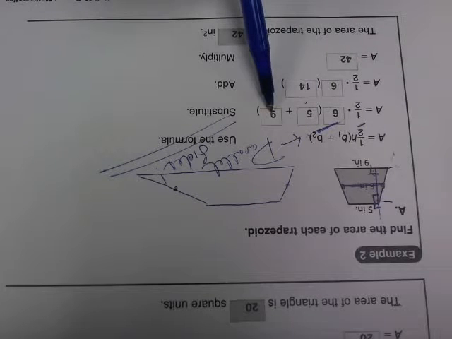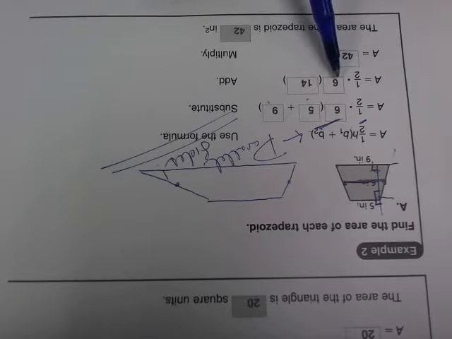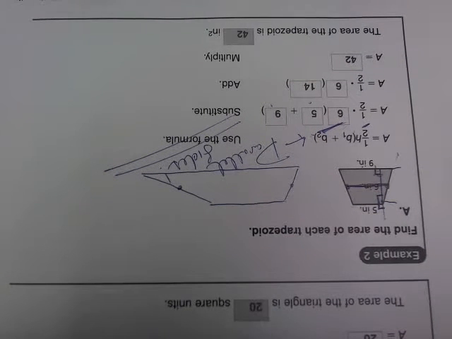So add it up. 5 and 9 is 14. Then we can do order of operations and multiply. Half of 6 is 3. 3 times 14 changes into 42. So the trapezoid has an area of 42 inches squared.